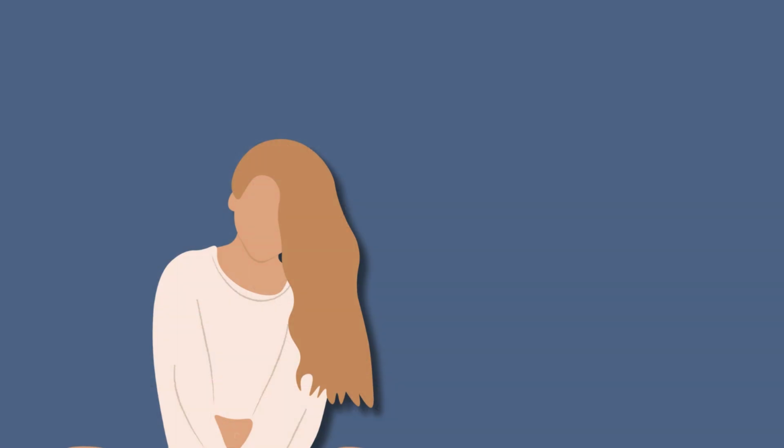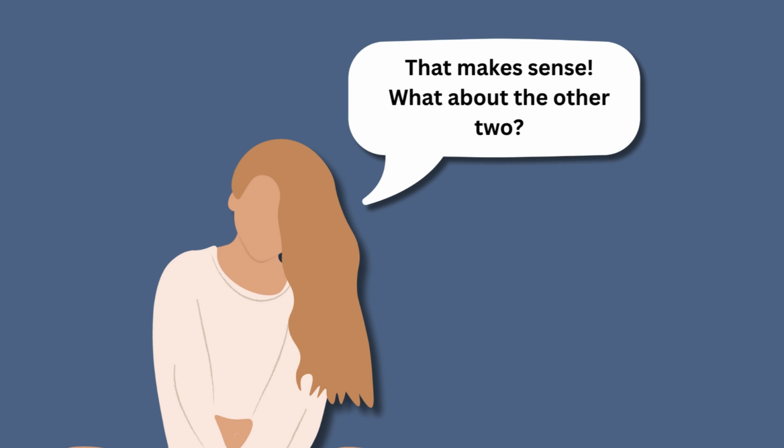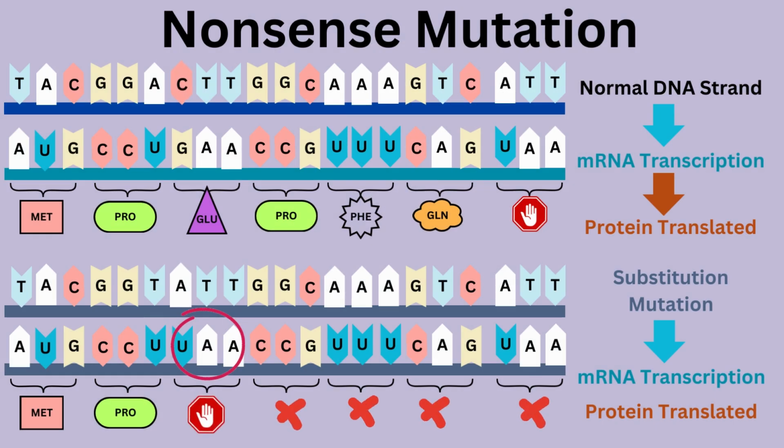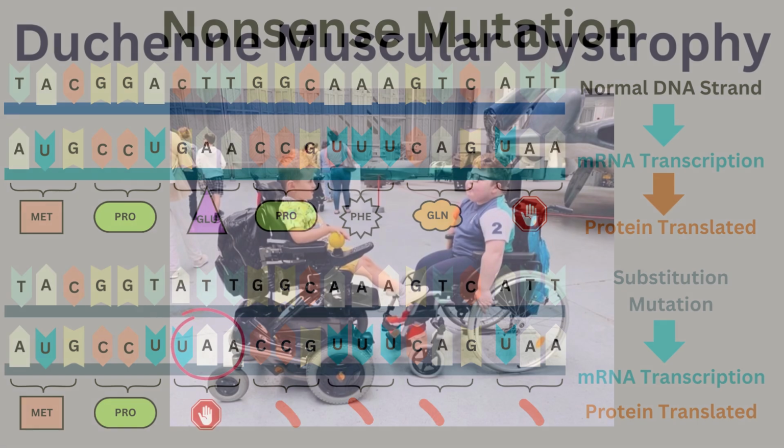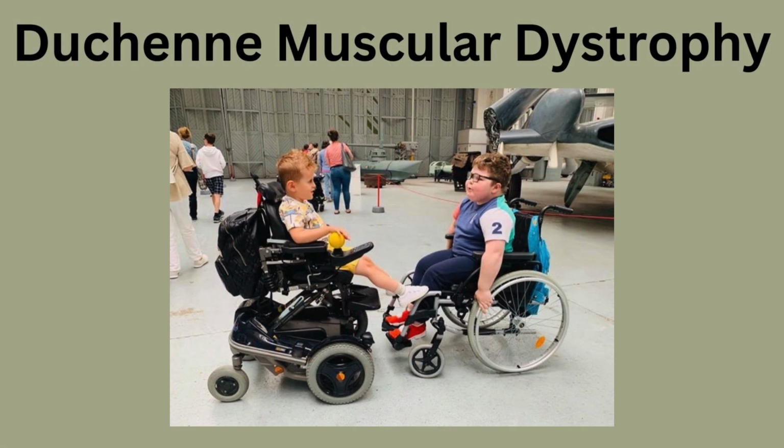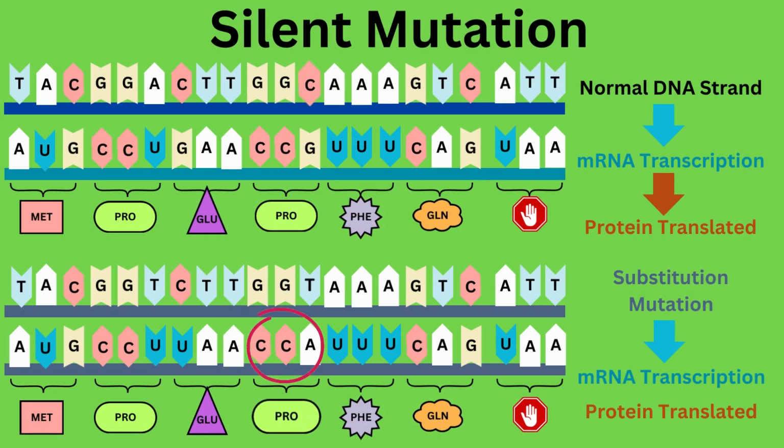"That makes sense," Aisha said. "What about the other two?" "A nonsense mutation," Zoe continued, "introduces a premature stop codon, which means the protein is cut short. This usually results in a non-functional protein. An example of this is Duchenne muscular dystrophy. On the other hand, a silent mutation is when the change in the DNA sequence doesn't affect the protein at all. The protein is made correctly because of the redundancy in the genetic code."